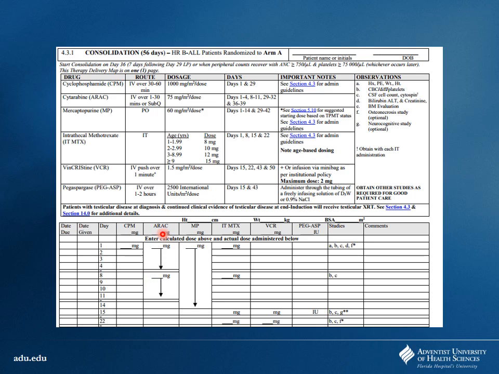Versus something like Ara-C. Notice here this Ara-C stands for cytarabine. They're getting this for 5 days continuously, essentially, right? And so this is good because we can go ahead and have the nurses document when they've actually gotten the drug to make sure they're actually sticking to the regimen appropriately.